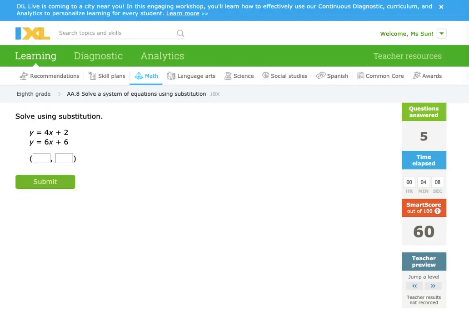Okay, here is one last example. In this example, it says to solve using substitution. You have the two equations y equals 4x plus 2 and y equals 6x plus 6. Go ahead and pause the video and try it on your own.